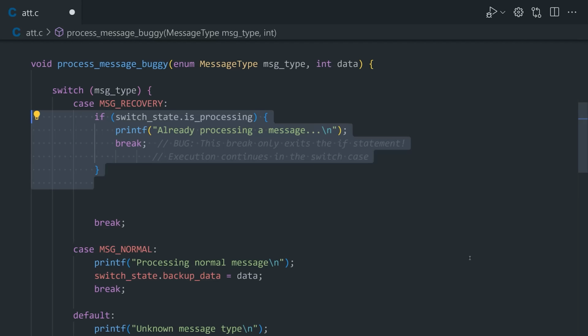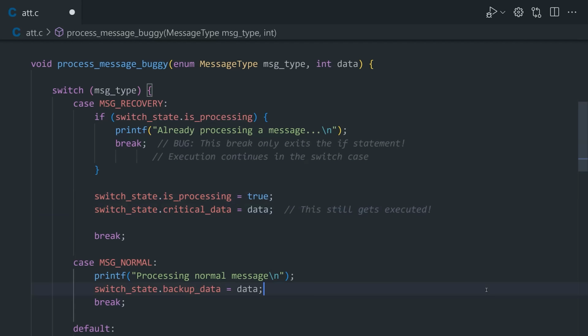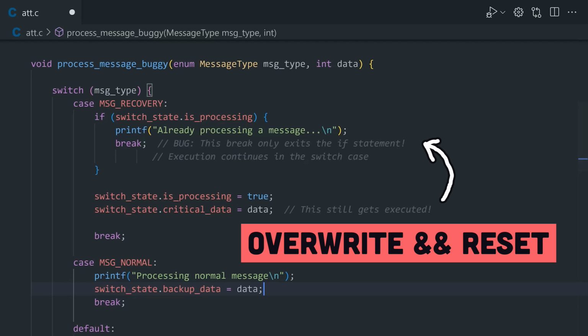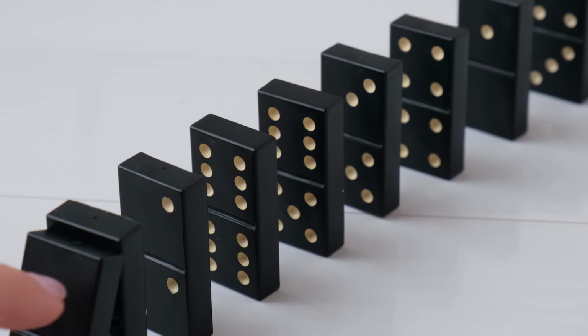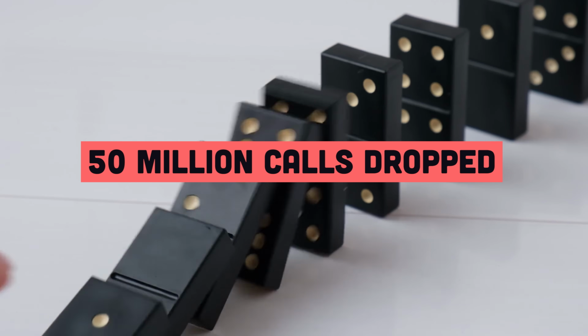The bug was a C program that included a break statement within an if clause within a switch clause. When a second message was received while the switch was still processing the first, the program dropped out of the if clause prematurely and overwrote crucial data, causing the switch to reset. And this created a domino effect that blocked 50 million calls around the world.